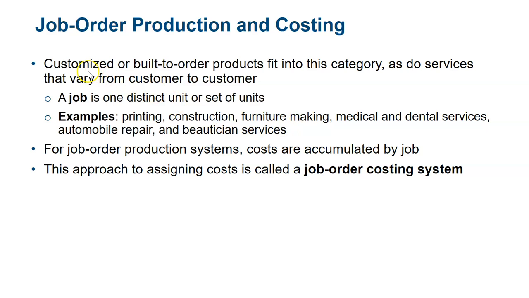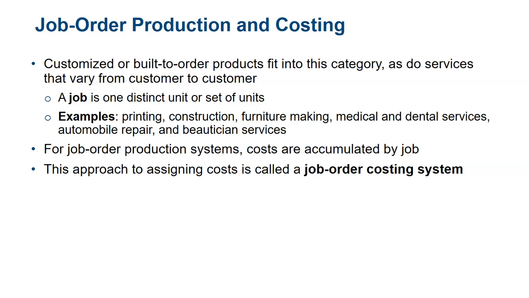So again, just as the tax return is customized to the customer based on the level of difficulty, when we're talking about anything related to job order production, these are built to order products. That's giving the impression that these items are all custom made. I don't know that that's necessarily true, but if we think about it, we've got some examples here. Furniture making, construction. These are all wonderful examples. Automobile repair. Not all automobile repairs are created equally.